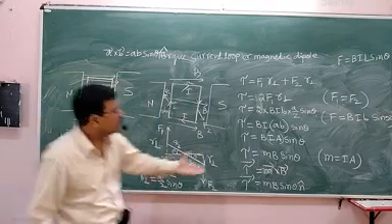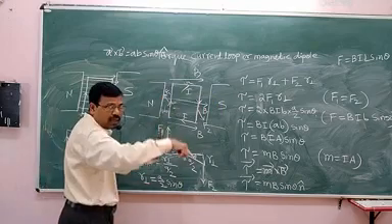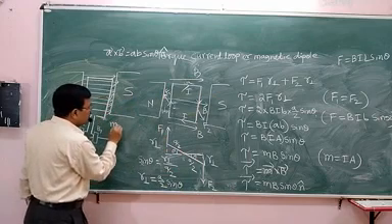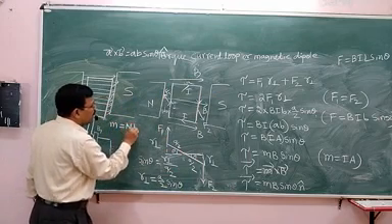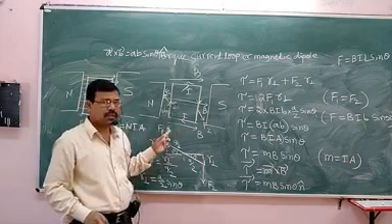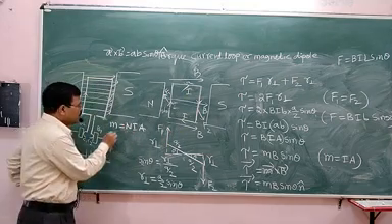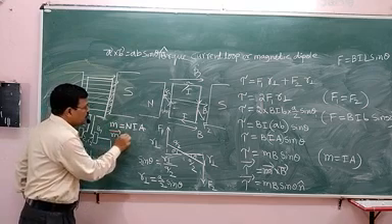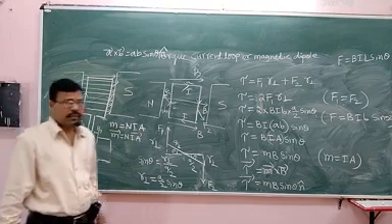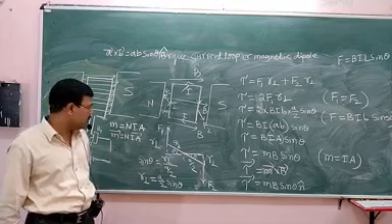So what is M here? M is a very important factor. If there is only one turn, it is I into A. If this coil contains many turns, then M is equal to NIA, where N is the total number of turns. Okay, so M is equal to NIA. This A is a vector quantity. Area is a vector quantity.